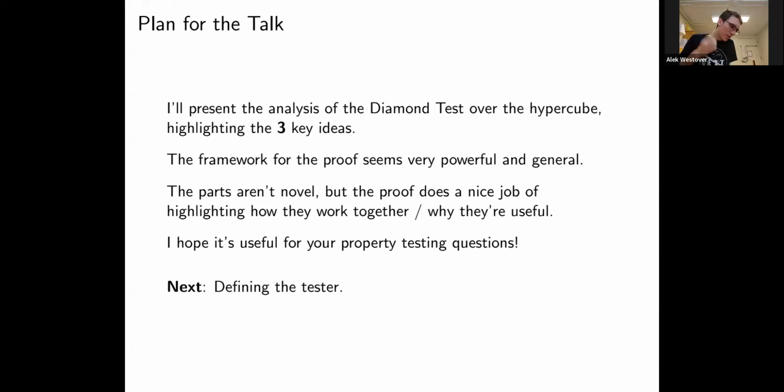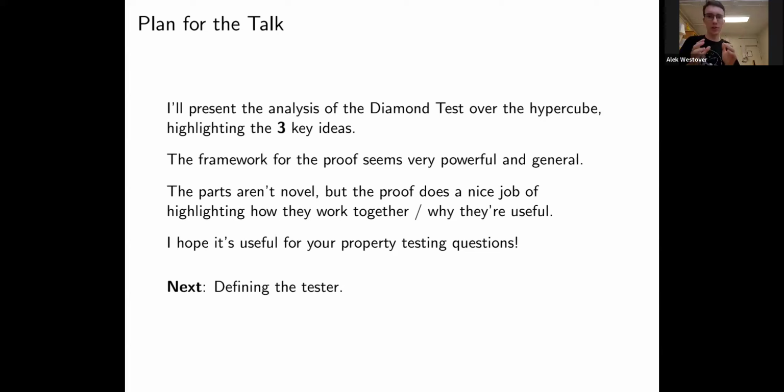So that's kind of what we did in our work, and now let me tell you what we're gonna do in this talk. I'm gonna present the 3 key ideas for the analysis of the diamond test on the hypercube. The full analysis over the grid is pretty similar, but just to keep it simple, we're going to think about the hypercube. And the reason I'm going to show you these 3 ideas is that I think that the proof framework is very powerful in general.